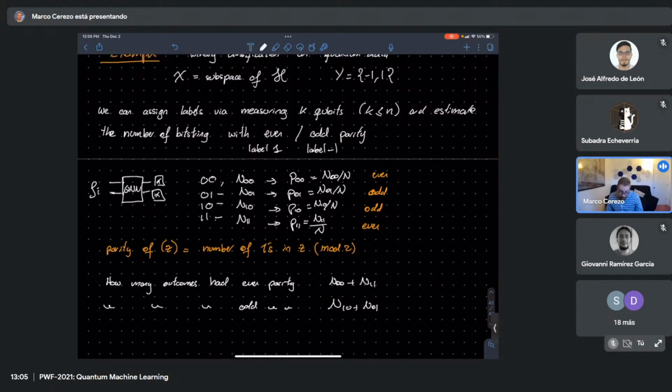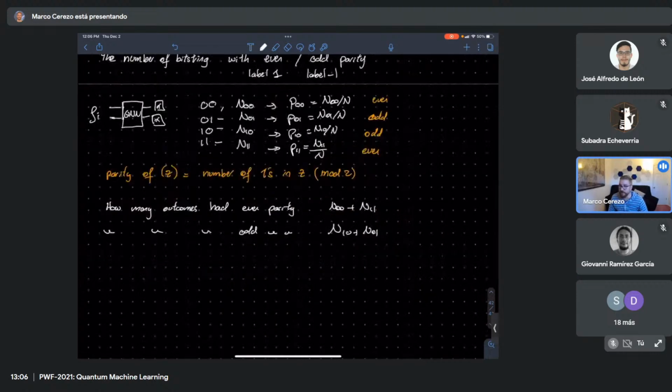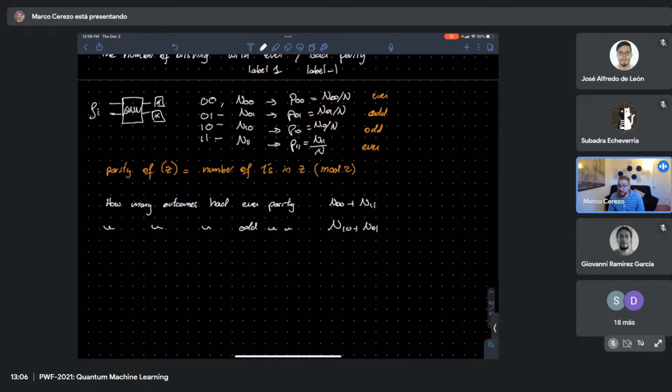Is this the only way in which we can assign a label 1 or -1? Absolutely not. This is completely arbitrary. This is one way to do it, right? And you can come up with other ways. And each different way that you define how you're going to extract information from your quantum state could lead to some potential advantages or issues, right?